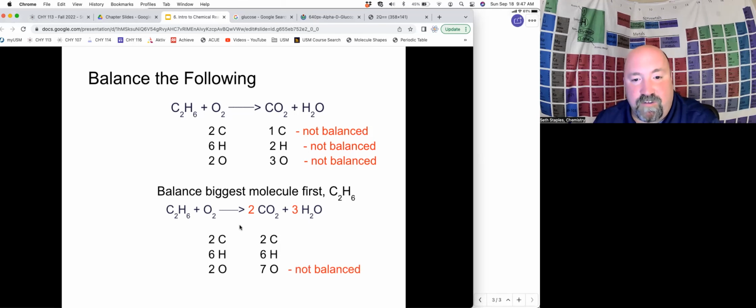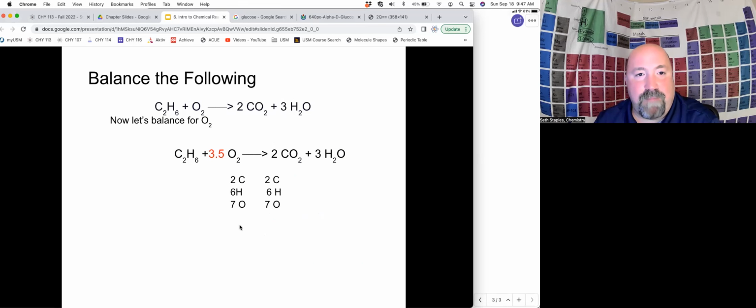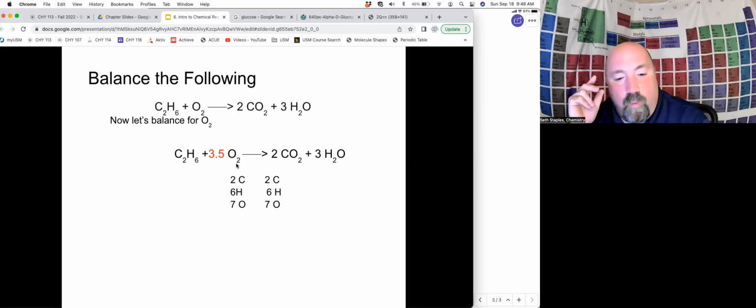Then if we look at our oxygens, we can see that that's not balanced. What you might be tempted to do is say, well, if I put a 3.5 here, 3.5 times O2 is 7 oxygens. That takes care of it. That balances it. We can't have fractional coefficients, though.